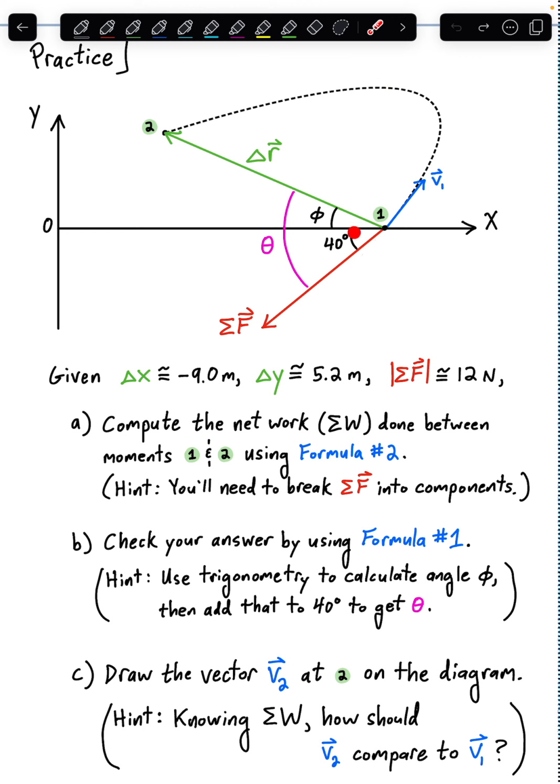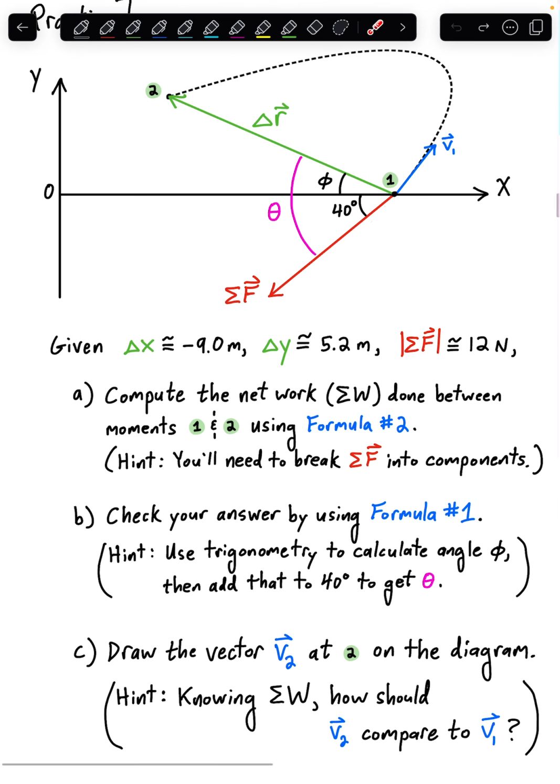I've shown a 40-degree angle between net force and the horizontal. Call this theta here, our angle between net force and displacement, and there's some other unknown angle phi right in there. So with this given information, I would like you to compute the net work done on the object between moments 1 and 2, first using formula number 2.